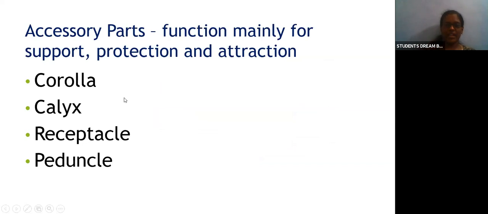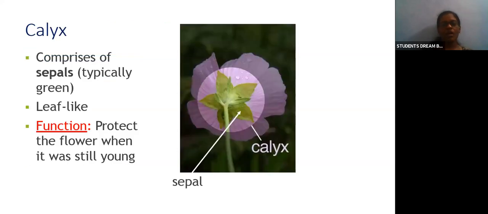So attraction. So these are the functions of these accessory parts. So it is for support, protection and attraction. Clear? So we'll see each one of them one by one. First is your calyx. What does the calyx comprise of?